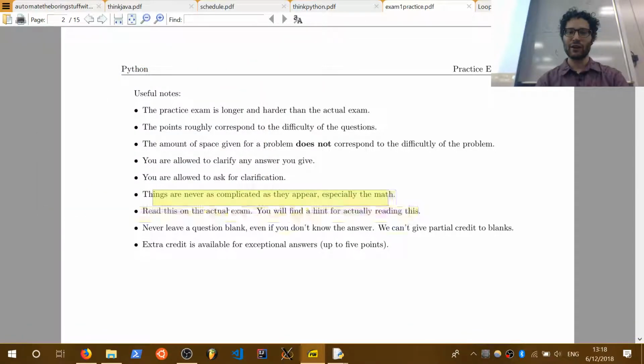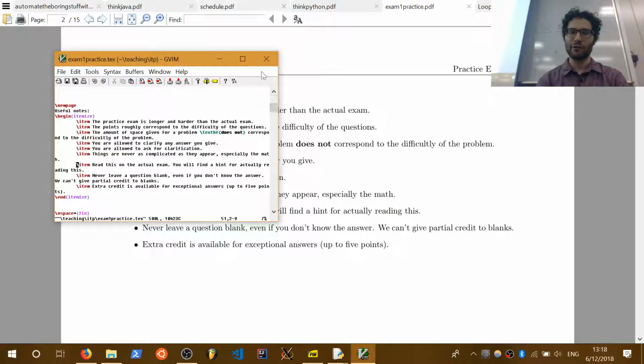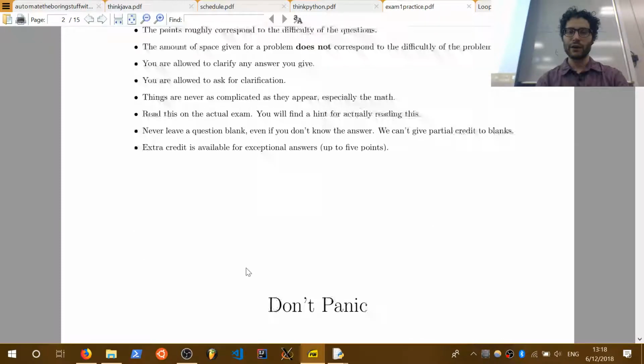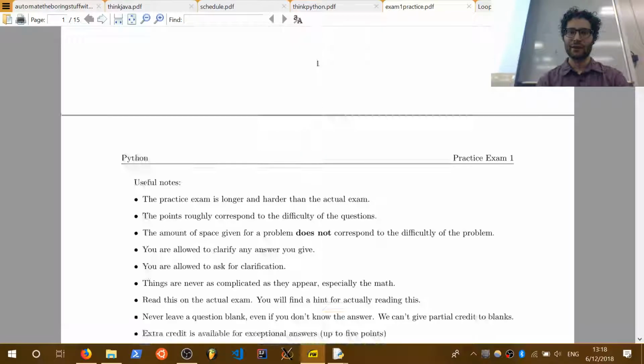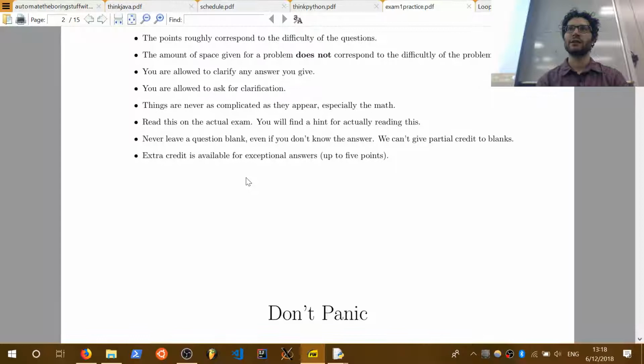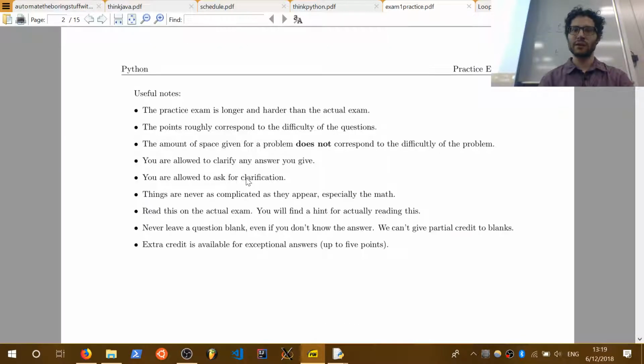Things are never as complicated. I believe I threw in a hint. I know in Java I threw in a hint. I'm not sure for the Python exam whether I threw in a hint over here. Never leave a question blank. And then over here I'll put it on the actual exam. This is like the back of the first page. Over here I will put a bunch of common functions that you might need to know, like substring and slices. So for this exam, you are allowed one sheet of reference paper. Front and back, regular size, so A4 or standard Japanese size or letter size, so not too concerned with that.